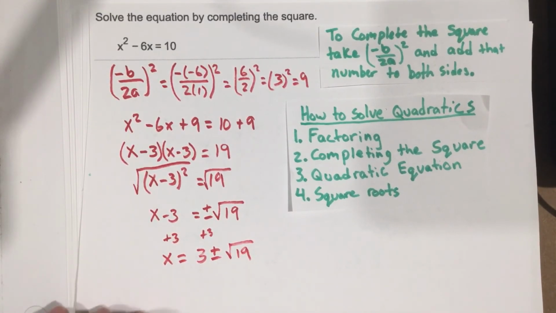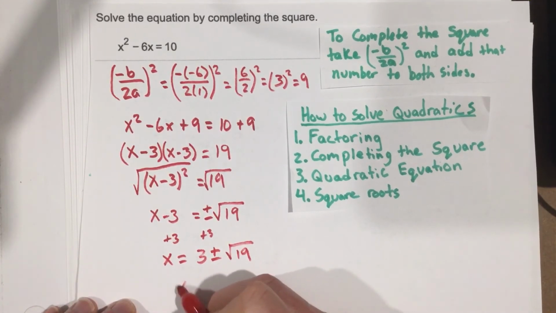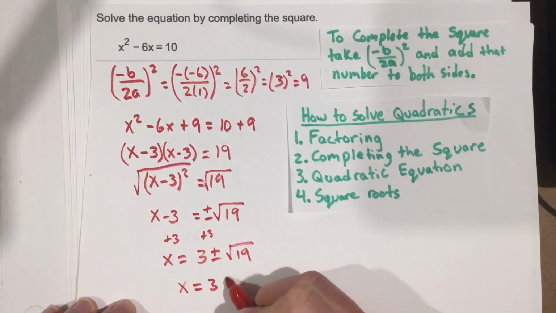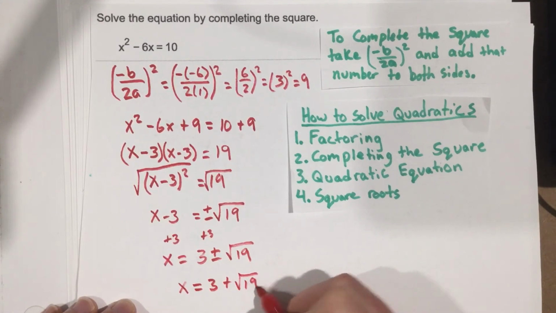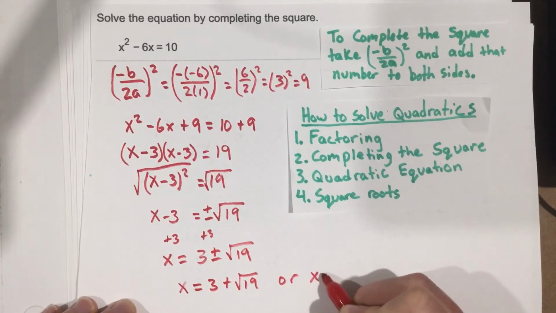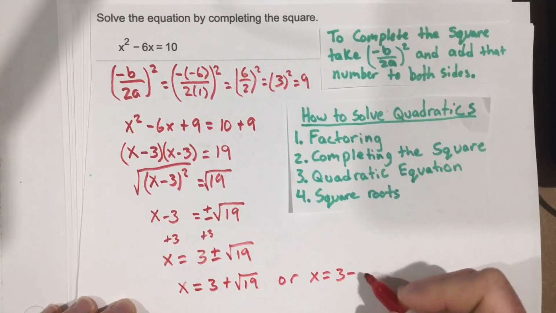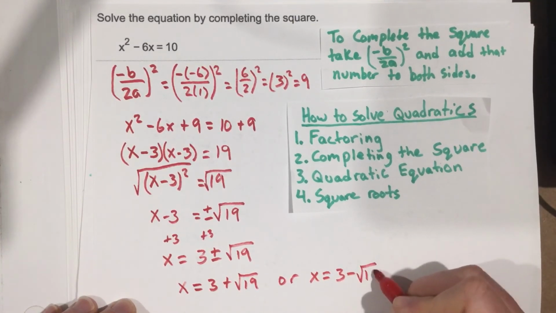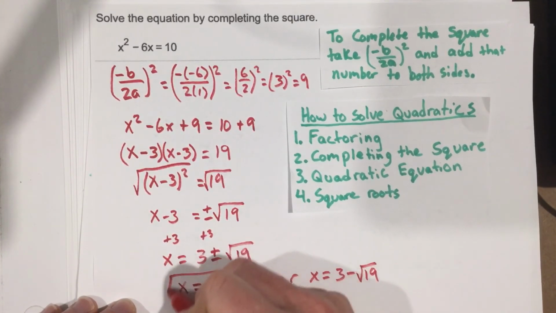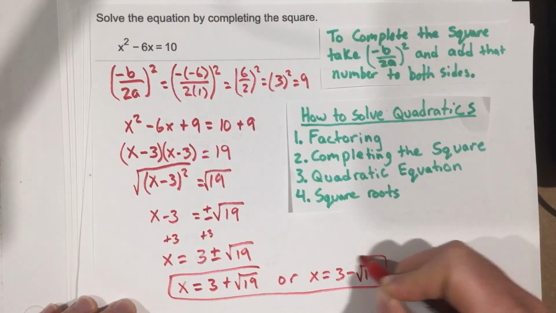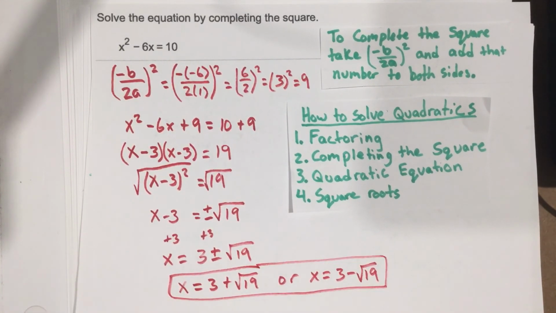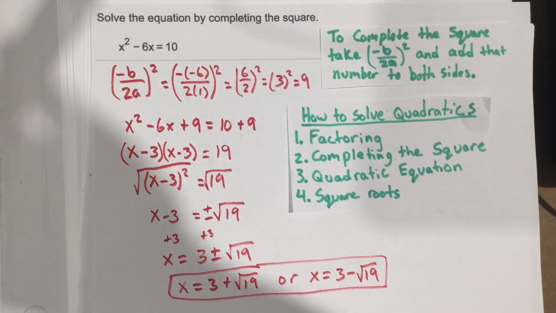Now I usually like to make you write this out, so you can say x equals 3 plus root 19, or x equals 3 minus root 19. Just so that you know that those two answers are completely separate. And that's how you solve using completing the square.